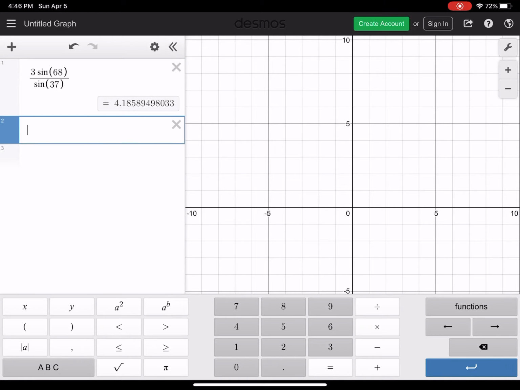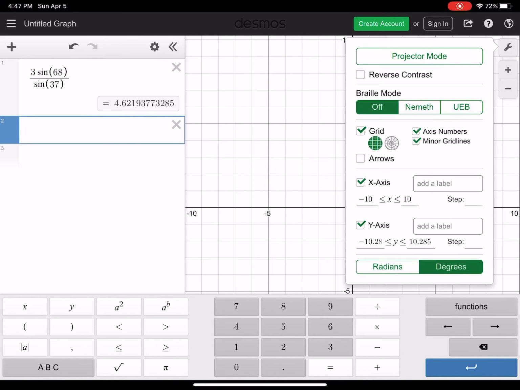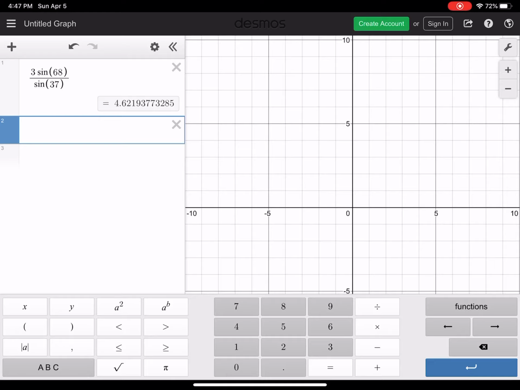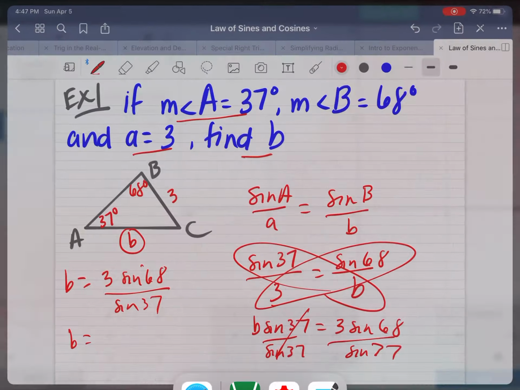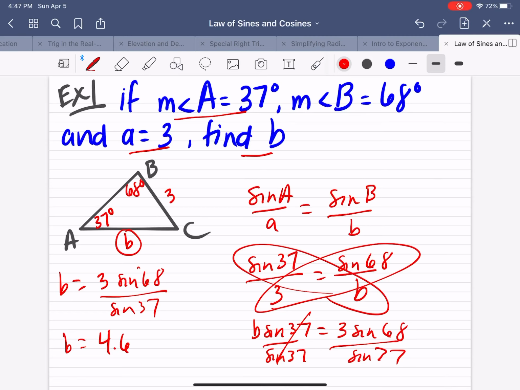And of course, let's make sure this is in degrees, since that 68 and that 37 are degrees. You haven't learned about radians yet. So the answer is 4.6 if we round to the nearest tenth. So we use the law of sines to solve for side B. And again, you use the law of sines whenever you do not have a right triangle.